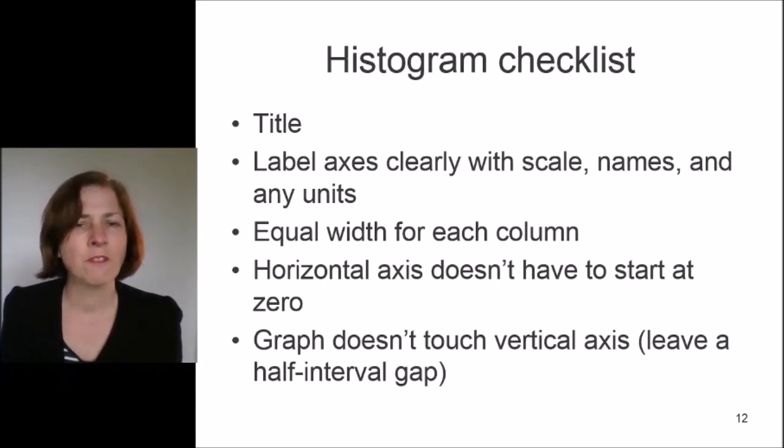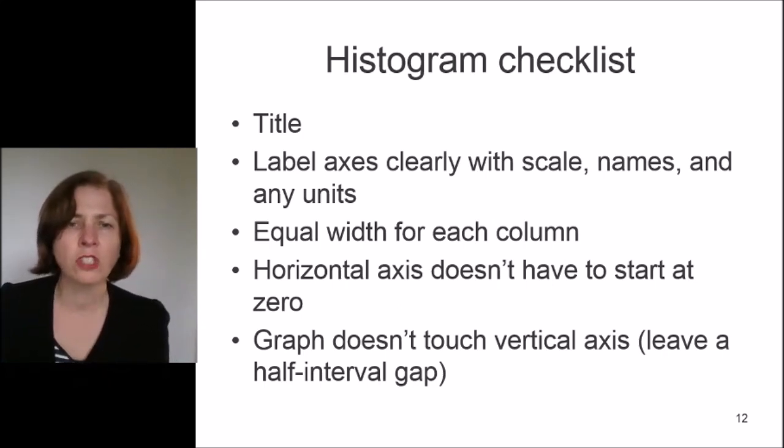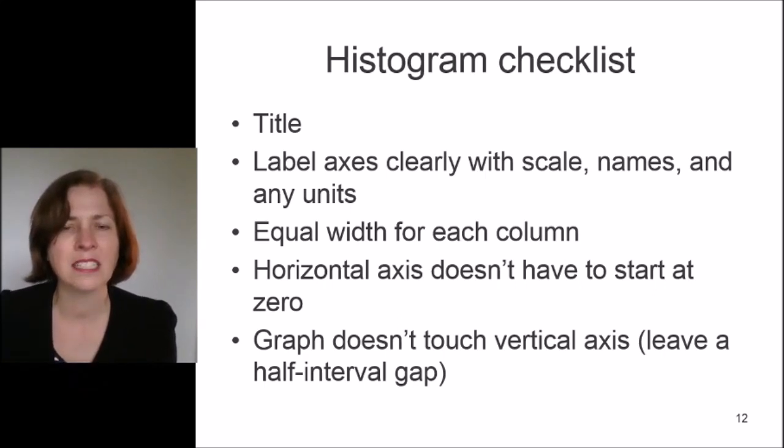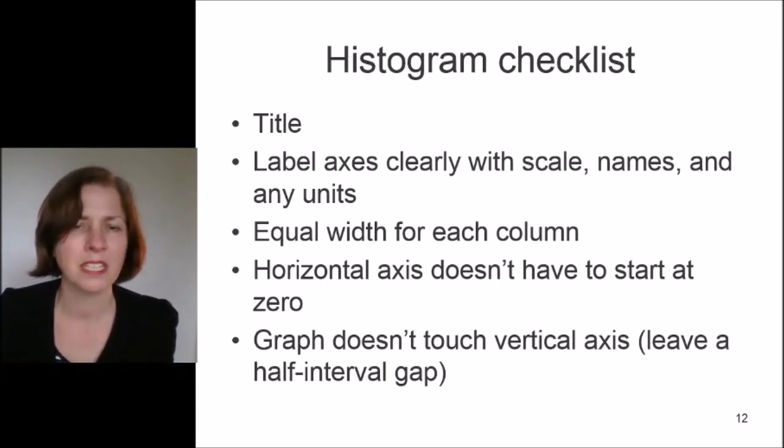I need to have each column being of equal width. That's really important for a histogram. There's a different kind of graph which has a different width, and that's not a histogram. So make sure every column is the same width. The horizontal axis doesn't have to start at 0. It is a number line, but if my lowest value is 60, I don't need to leave a big gap in between 0 and 60. I can just start it at 60.